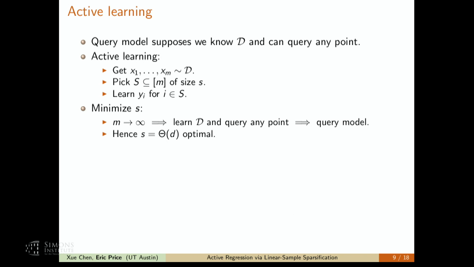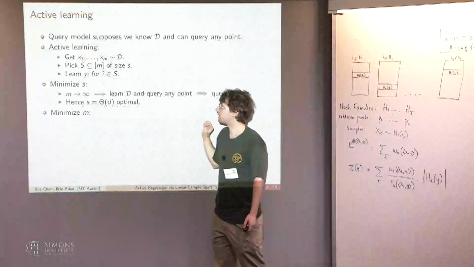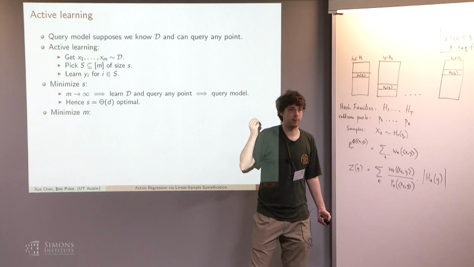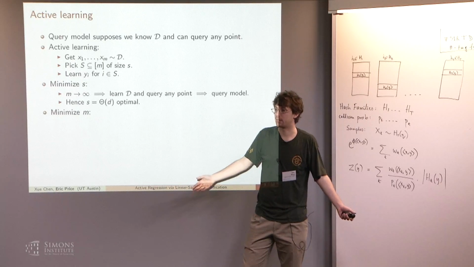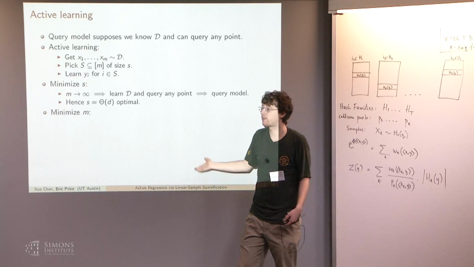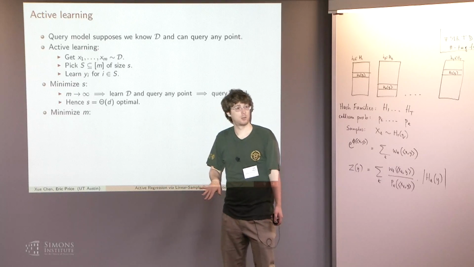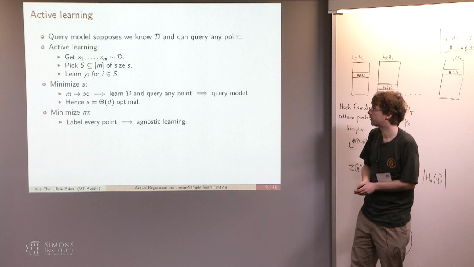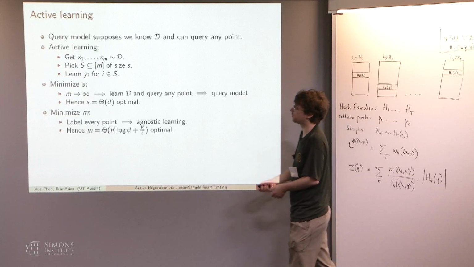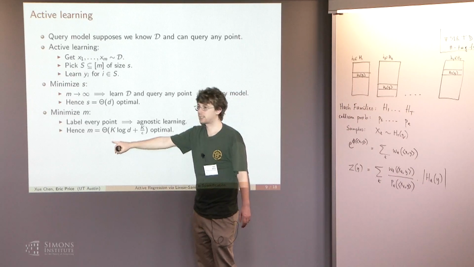Now suppose we only cared about minimizing m and not s. Then we just label everything, because there's no cost to choosing everything to label. If we're labeling everything, then we're in the agnostic setting because we don't really have any choice. We're just getting a bunch of labeled points x, y. And in the agnostic setting, that means we need k log d plus k over epsilon.